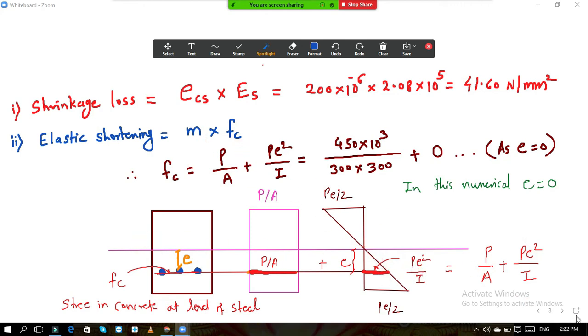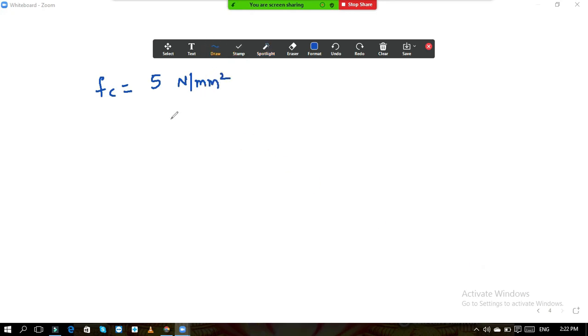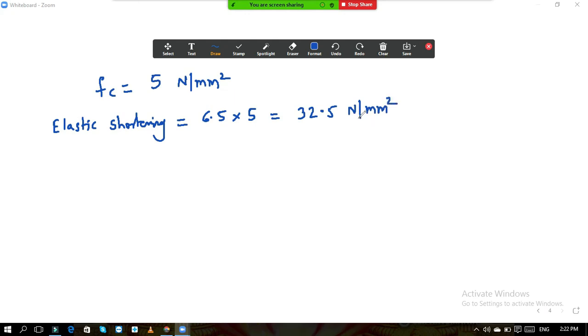So now it is m into Fc. So here I will write elastic shortening is equal to m, the value of m is 6.5, into 5. 6.5 into 5 works out to be 32.5 Newton per mm square.